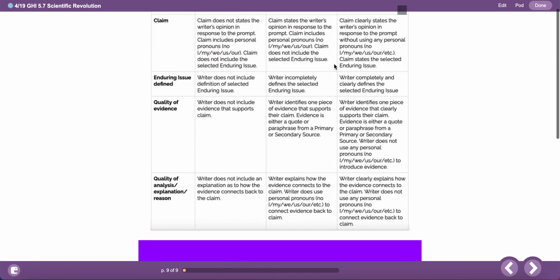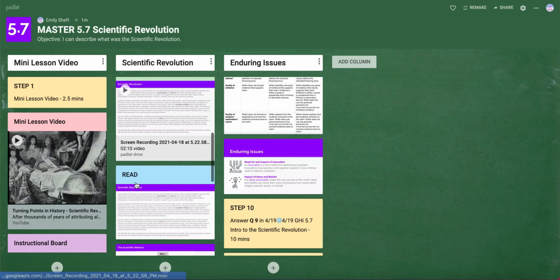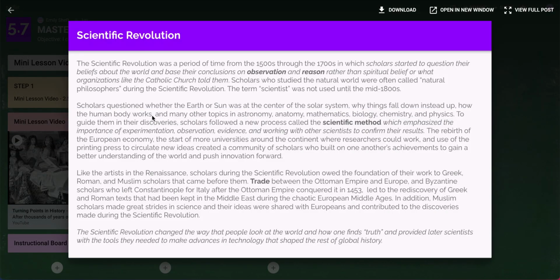Moving on, the next component of our rubric is quality of evidence. We know we need good specific evidence. So, the writer identifies one piece of evidence that clearly supports their claim. Evidence is either a quote or a paraphrase from a primary or secondary source. In this case, we are using a secondary source. We are using this secondary source that we used to answer questions 1 through 8 in the pod.